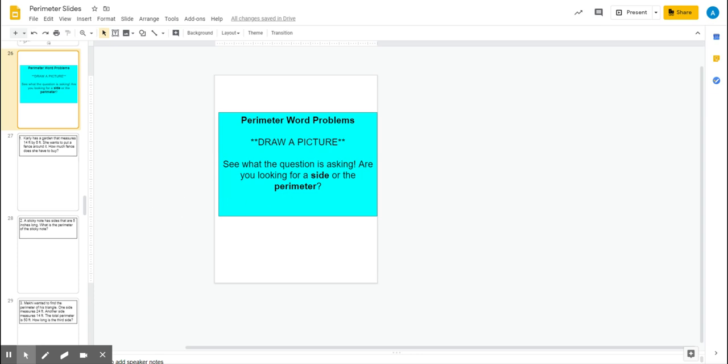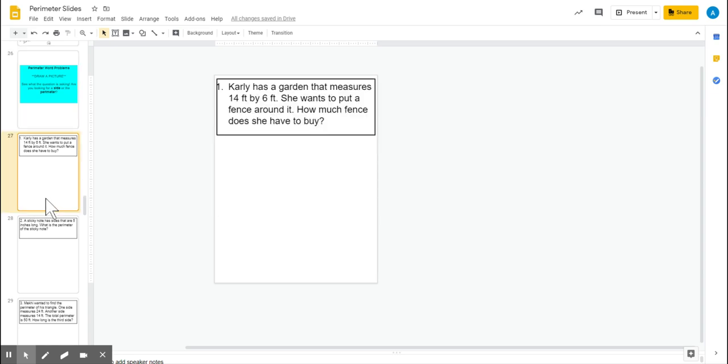And then the question is asking, are you looking for a side or the perimeter? It might be asking for a side or asking for the total perimeter. You just have to be careful about what it is asking for. So we're going to do a couple together, and then you're doing a couple on your own.